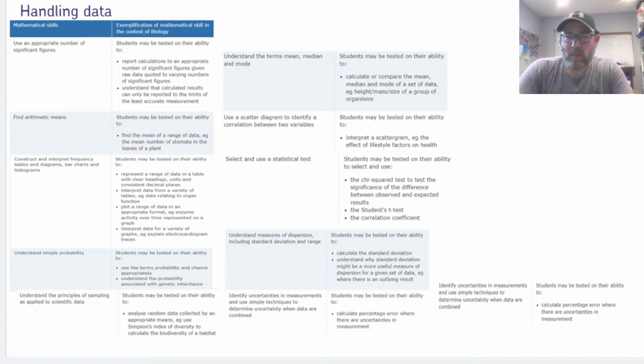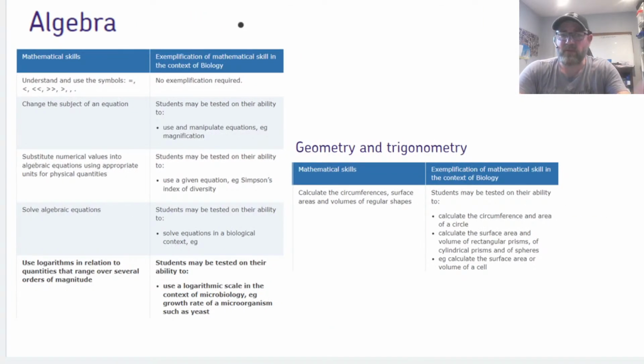Can you understand probability? You've then got algebra. So can you rearrange formulas? Can you use log numbers? Do you know how to, well, you'll learn on your course if you don't know already how to do that in maths, but how to turn big numbers into, like, use the log 10 scale and things like that. And the geometry and trigonometry.